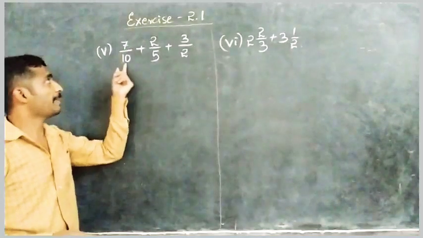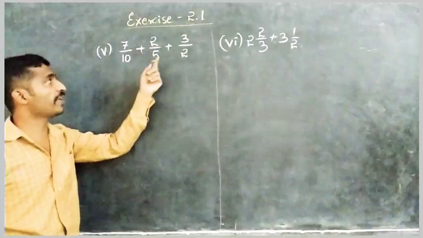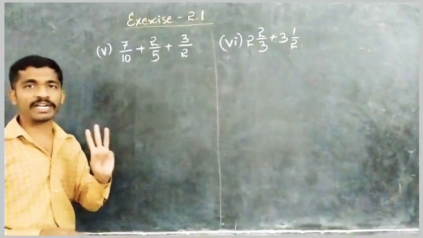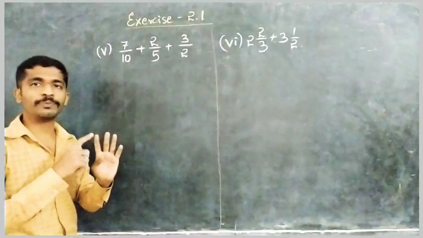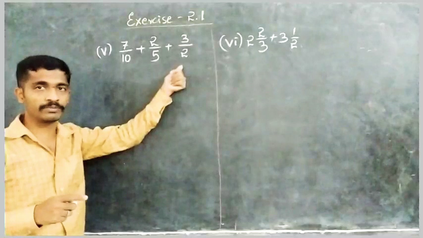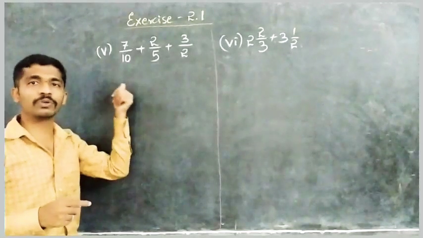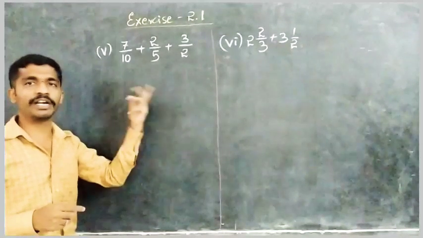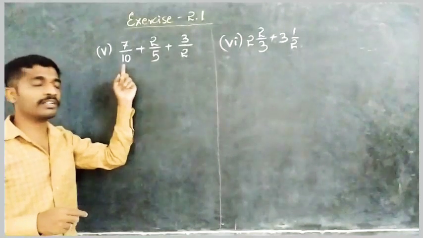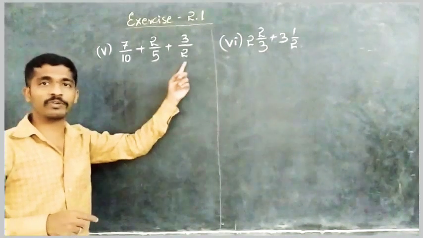Okay, now 7 by 10 plus 2 by 5 plus 3 by 2. Okay, here they have given 3 fractions. So here first you can add any 2 fractions, afterwards the third one, or else you can directly go to all 3 additions directly. How? See here, the denominator is 10 here, the denominator is 5 here, the denominator is 2 here.